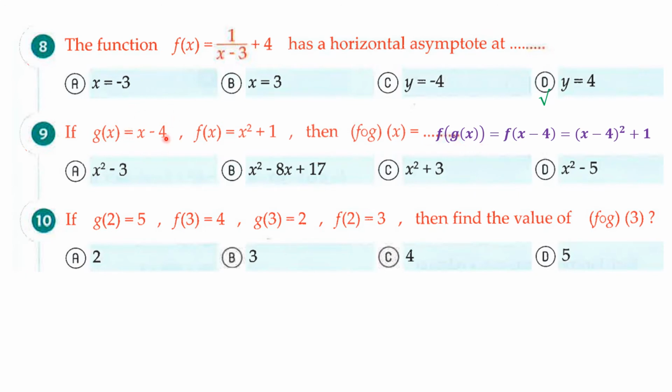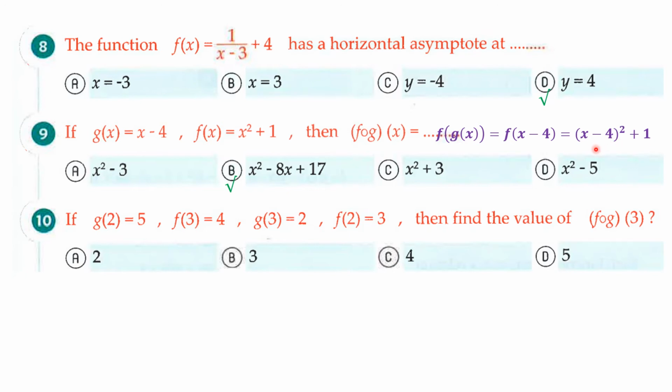Place g of x in every x of f of x. So f of x minus 4. What is f of x minus 4? Place it here: x minus 4 to the power of 2 plus 1. I would definitely go for D because by breaking this, I'm going to get x squared. I'm going to get something that has x in it, and I'm going to get a number, right?